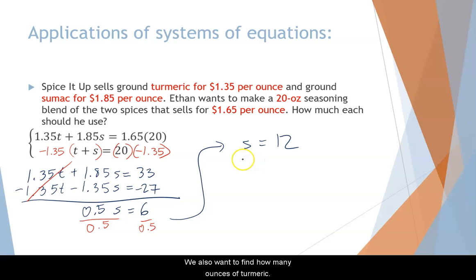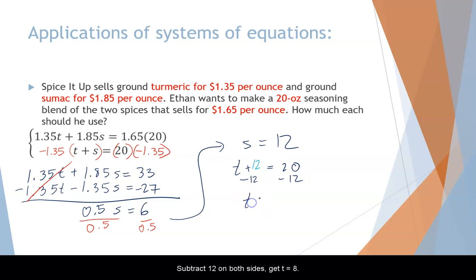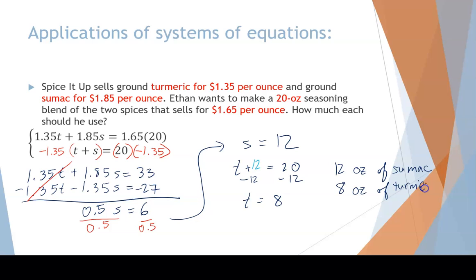We also want to find how many ounces of turmeric. I know that T plus S together equals 20. And so if S is 12, subtract 12 on both sides, get T equals 8. So that's 12 ounces of sumac and 8 ounces of turmeric. There we go.